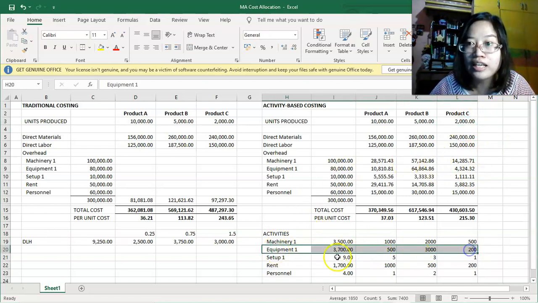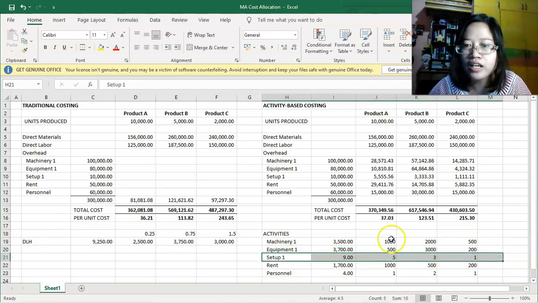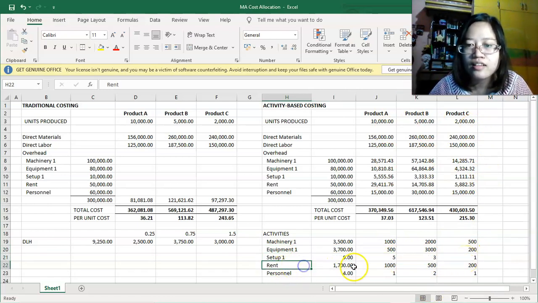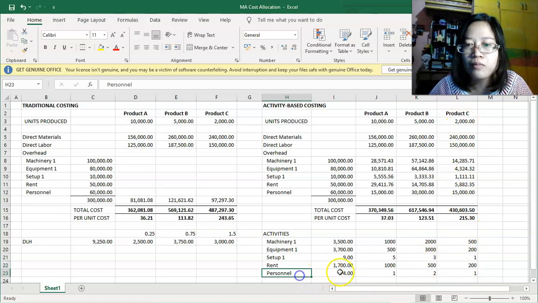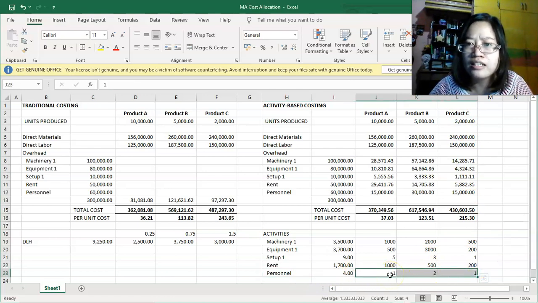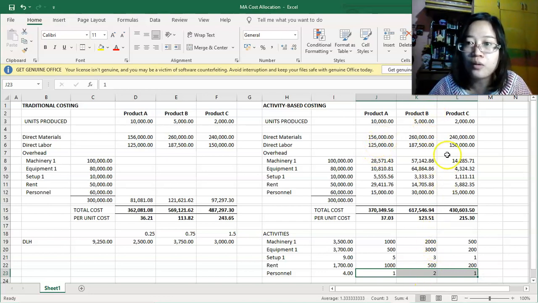Then for equipment 1, likewise, identify how long each was used: product A, 500 hours, product B, 3,000 hours, product C, 200 hours. Okay? Then setup: product A had five setups, product B 3 setups, product C 1 setup. For rent, let's say this is their space, in square meters. Product A occupied 1,000 square meters, product B 500 square meters, product C 200 square meters. Then for personnel, normally one is assigned to product A, two to product B, and one to product C.